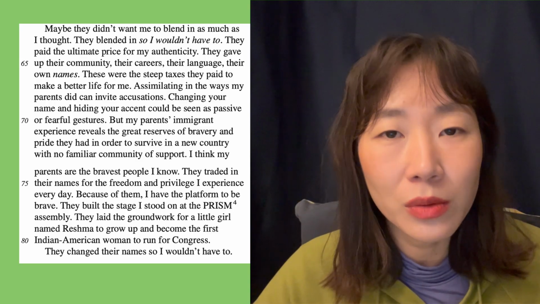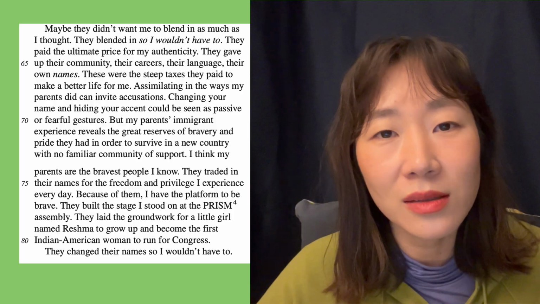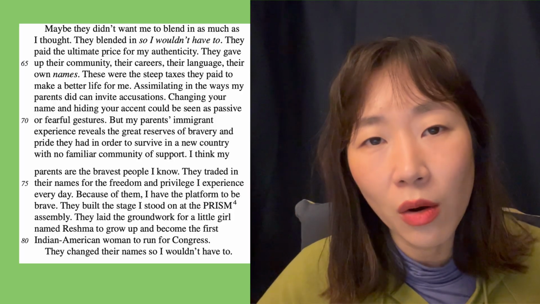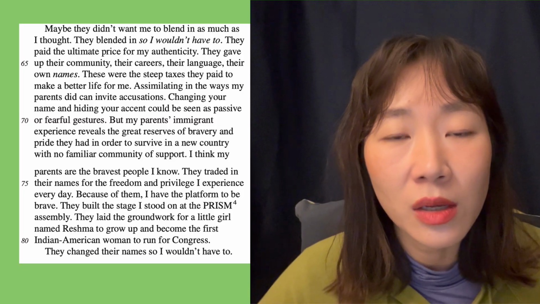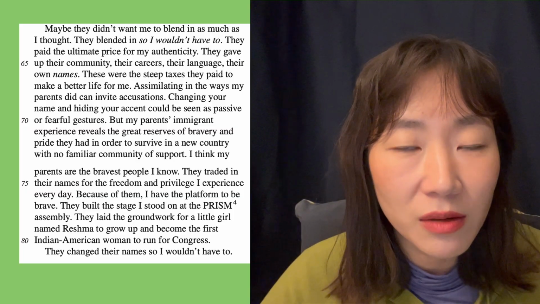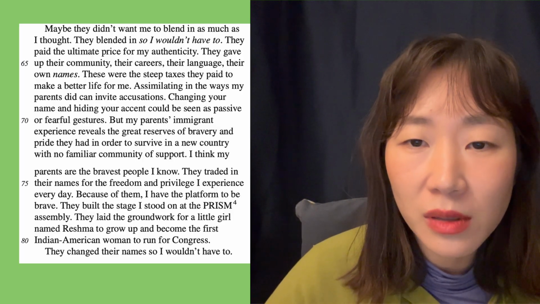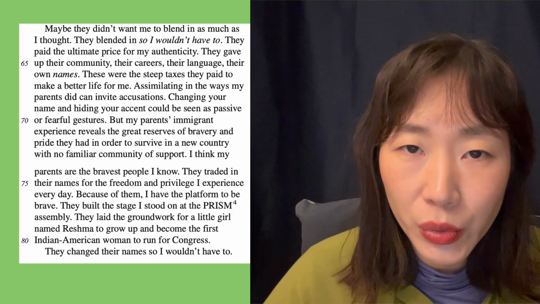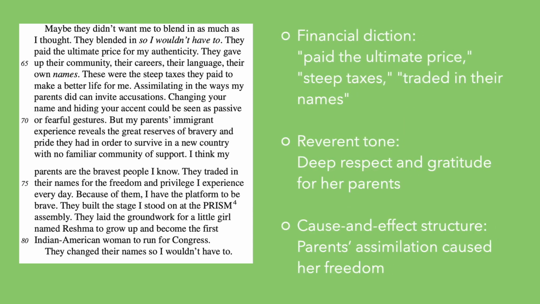Alright, second example, same method, different passage section. This time I'm analyzing the final 2 paragraphs where the author talks about her parents' sacrifice, how her parents assimilated so she could be her authentic self. Let me show you my thought process for choosing the rhetorical choice. When I read these 2 paragraphs, I notice 3 rhetorical choices. Financial diction, including paid the ultimate price, steep taxes, traded in their names.